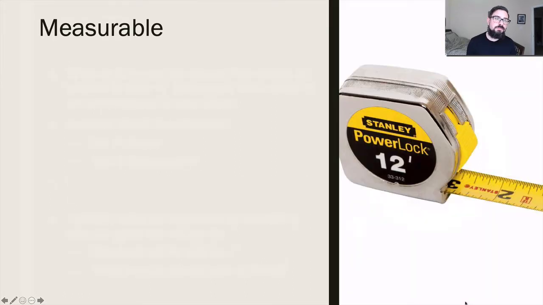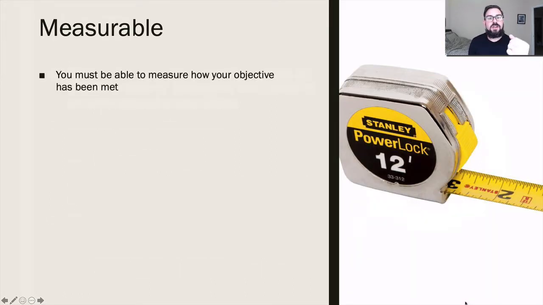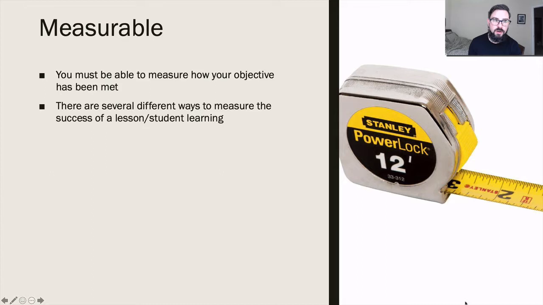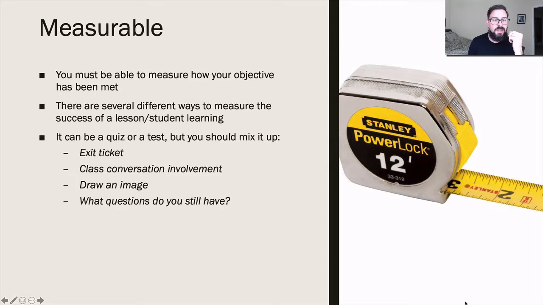They should also be measurable. So you must be able to measure how your objective has been met. So how do you know if you've reached that objective, if you've met that goal? There are several different ways to measure the success of a lesson or student learning. It can be a quiz or a test, but you should mix it up. So these can be like little daily things like an exit ticket. It could be a class conversation. It could be the illustration of an image that students do. It could be a question by asking them what questions do you still have.